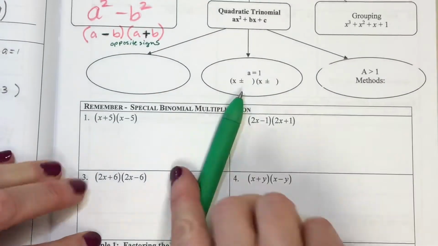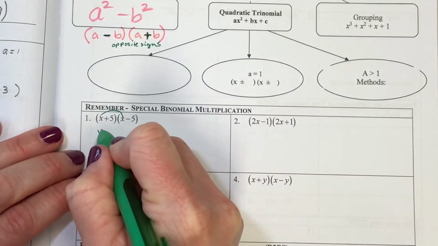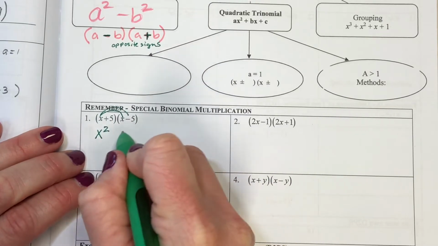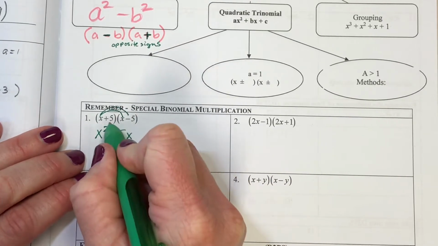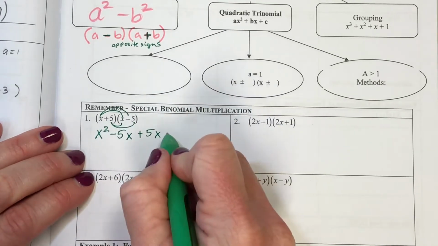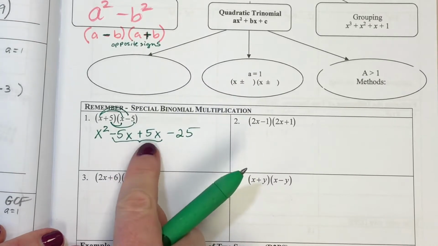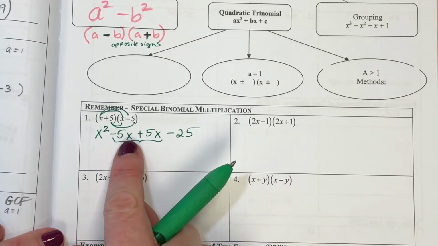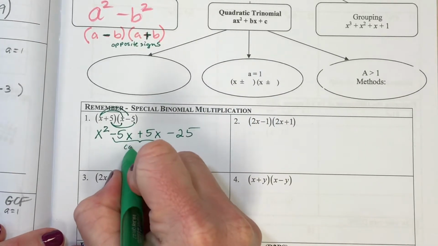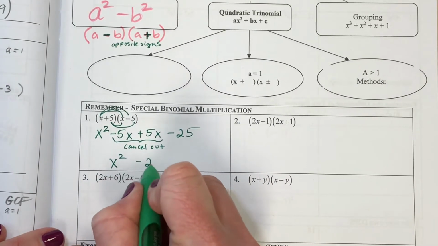So if we multiply these and distribute, x times x is x squared, x times negative 5 is negative 5x, positive 5 times x is positive 5x, and positive 5 times negative 5 is negative 25. If we combine the two like terms in the middle that have the same letter with the same power, you'll see that they cancel out. And what we get is x squared minus 25.